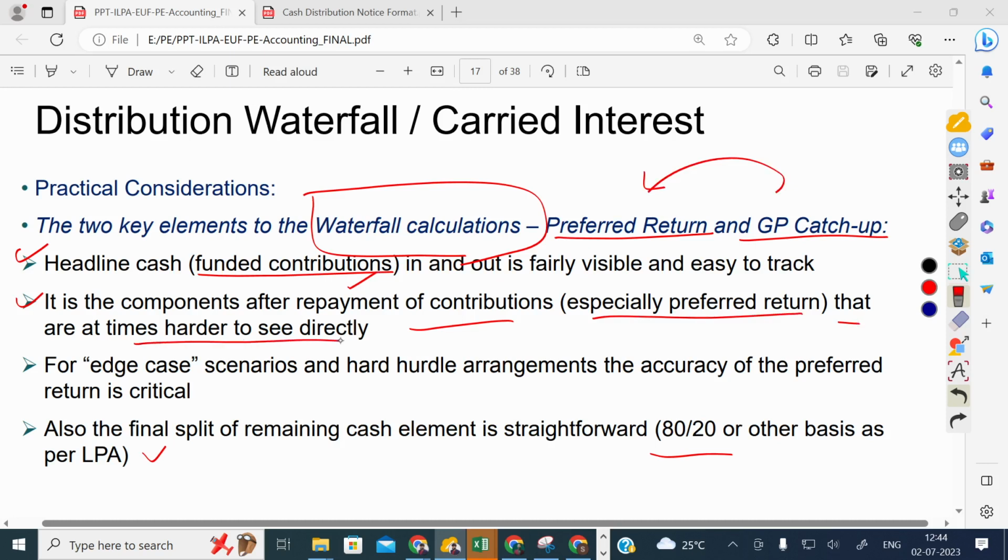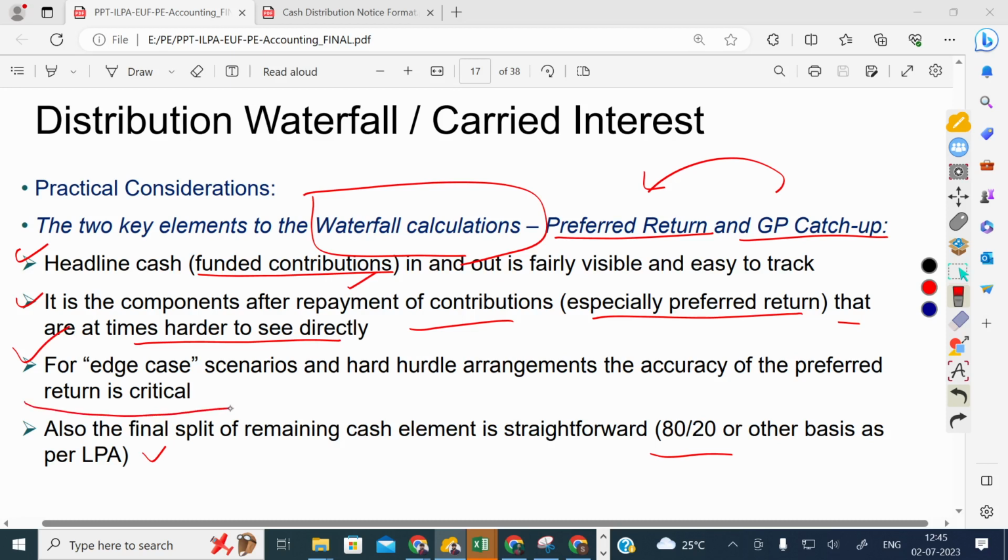Got it? So those are the practical considerations. Sometimes it is difficult to see because of inflow and outflow of funds. Every time cash is received and cash goes out, that gets difficult to calculate and see easily. And third is the edge case: edge case scenarios and hard hurdle arrangement, where the accuracy of the preferred return is critical.